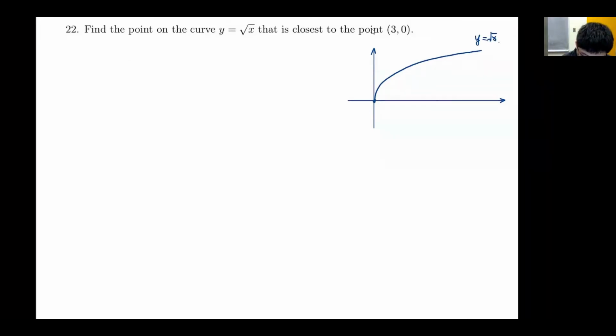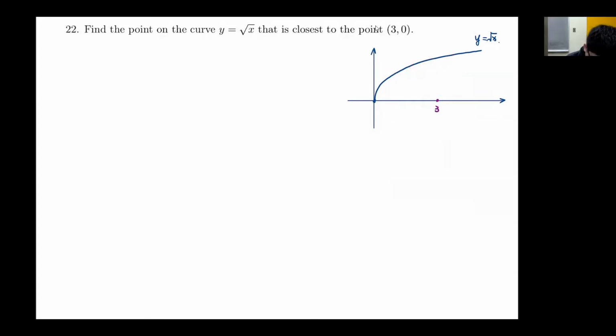So we are looking for the point on the curve that is closest to the point 3, 0 on the x-axis. This means if this is the distance given by this point and this is the distance given by this point, we see that all these distances are different. And we want to find a point with the smallest possible distance to the point 3, 0 over here. That's basically what we want. Okay, so how should we proceed with this problem?